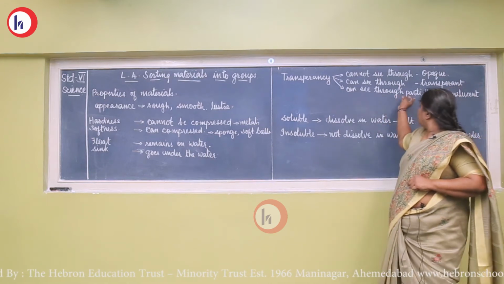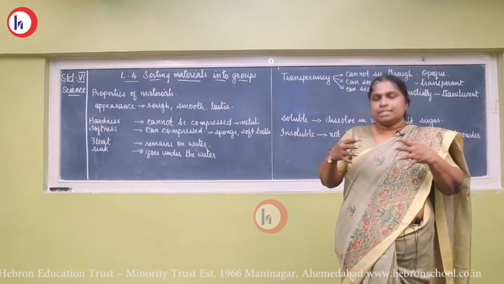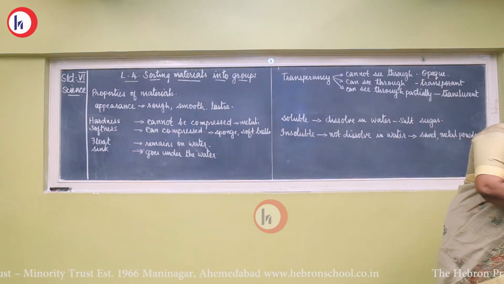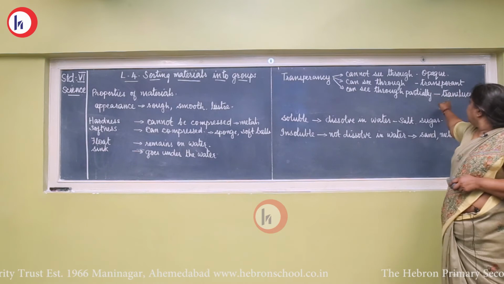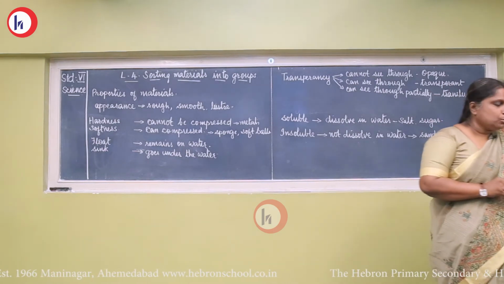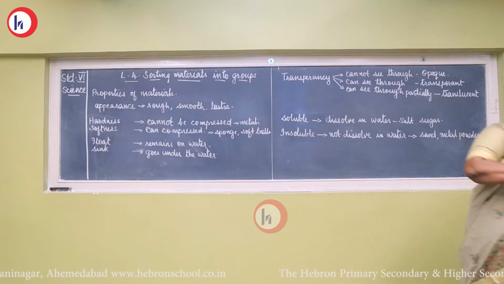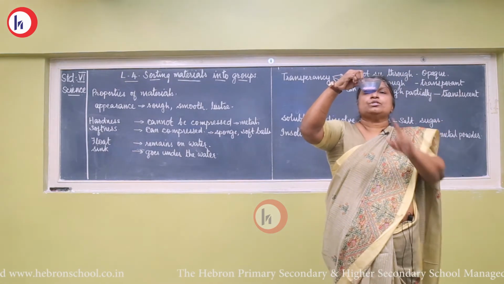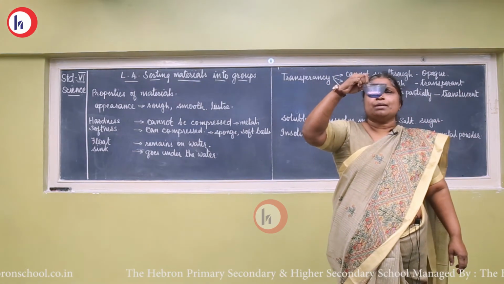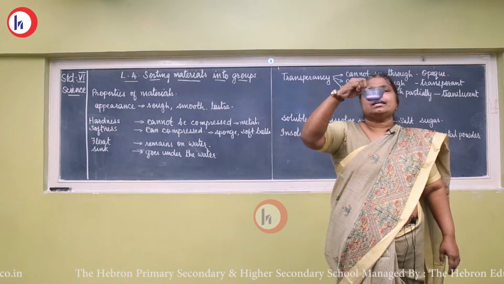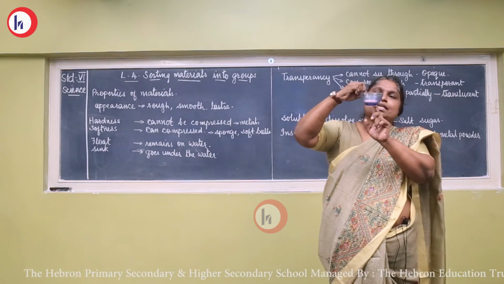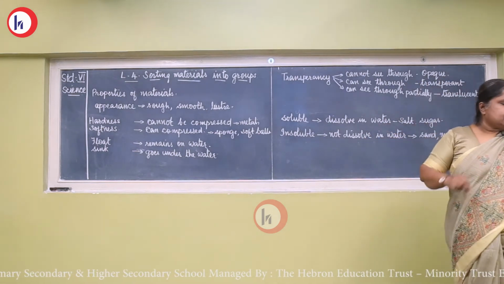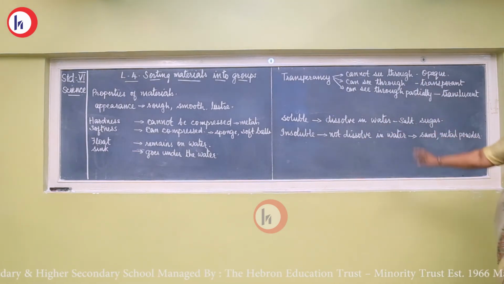Next one, can see through partially. Partially means we cannot see it clearly. Clearly it is not visible. That type of objects are called translucent objects. Translucent. Here that same chalk piece I am putting inside. See, this is translucent. We can make out that something is inside, but we cannot say clearly what is there inside. We see partially, it is not clearly visible. Such types of objects are known as translucent objects.